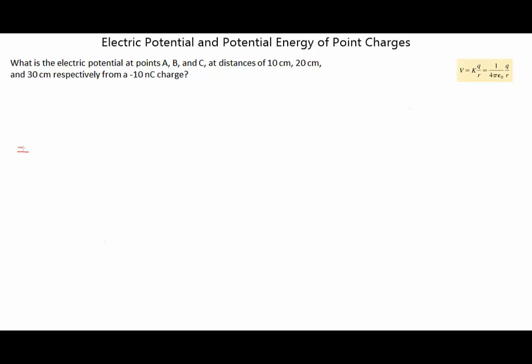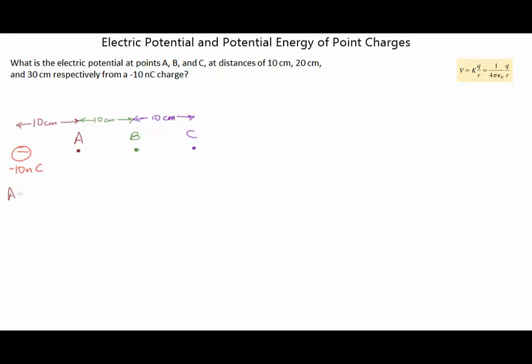So I've got the negative charge over here of negative 10 nanocoulomb, and I got points A, B, and C, which are at distances of 10, 20, and 30 centimeters. So the distances between each of these points is 10 centimeters in each case. To determine the electric potential at these points, I need to use this equation over here. Electric potential is K times Q divided by R. So let's do that quickly for each of these points.